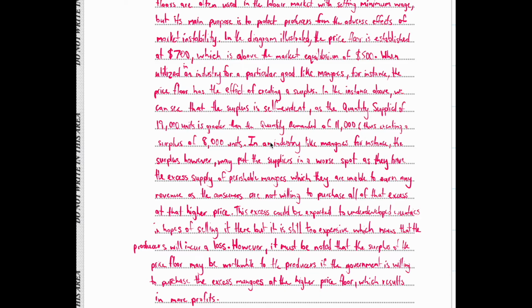I mean, it can work out if the amount of money gained from just the quantity demanded is still greater than what you were working with before at the market equilibrium. But otherwise it still works out poorly because there's a surplus that you're unable to sell.